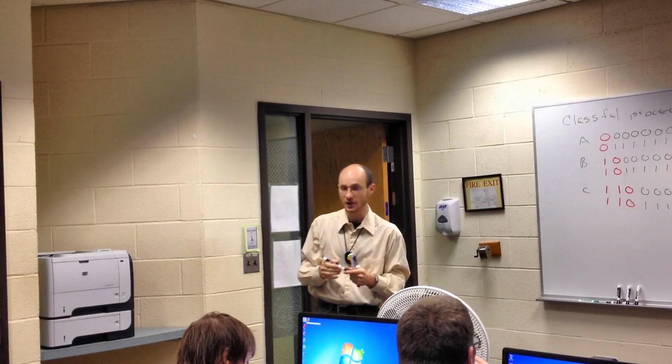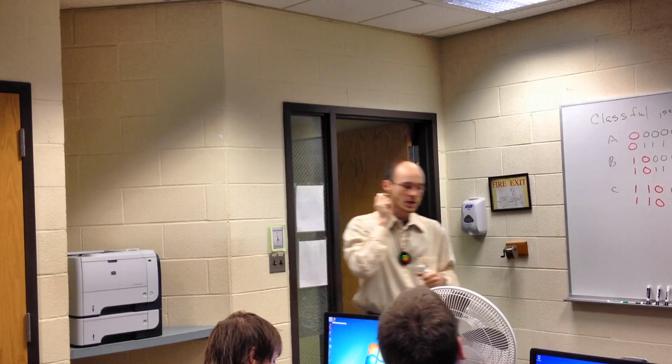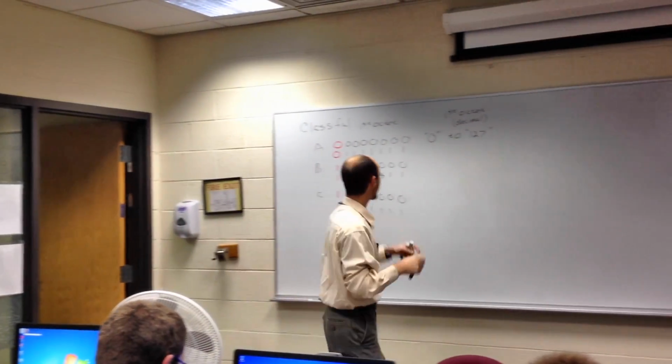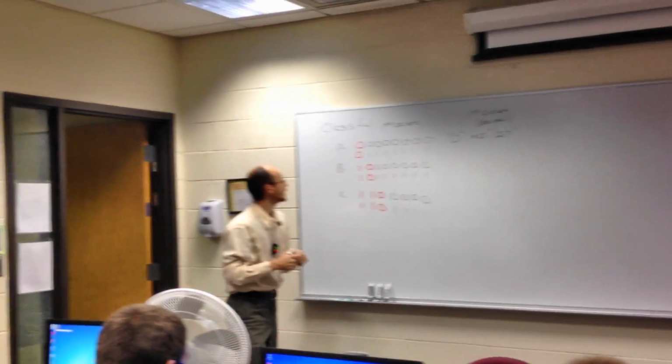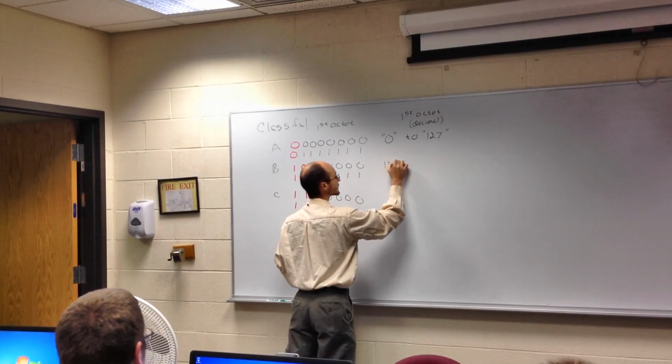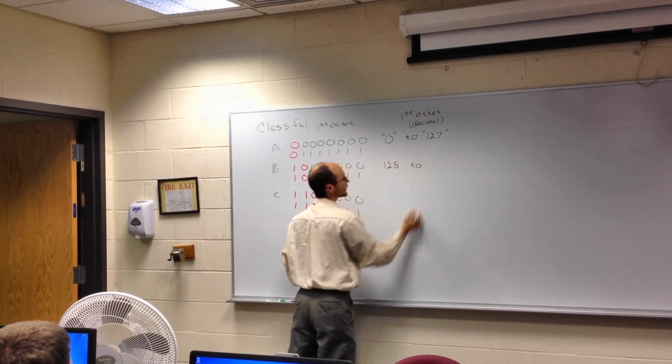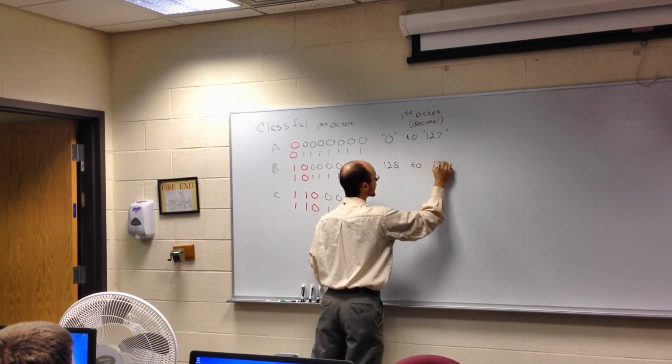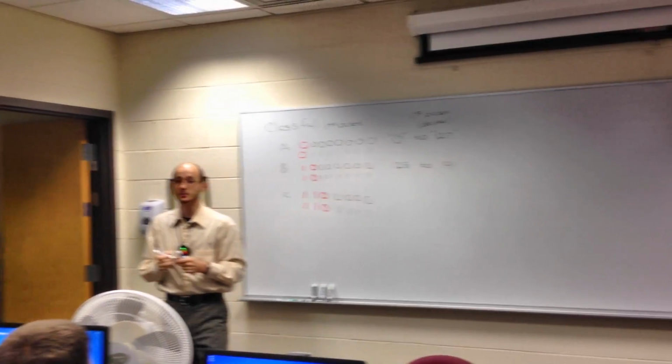Why am I putting 0 in quotations? Because it's decimal. Actually, let's do the next one. Let me do class B. Class B is going to go from 128, which I'm not going to put in quotations, and it's going to go all the way up to 191, which I'm still not going to put in quotations. And those numbers are decimal.